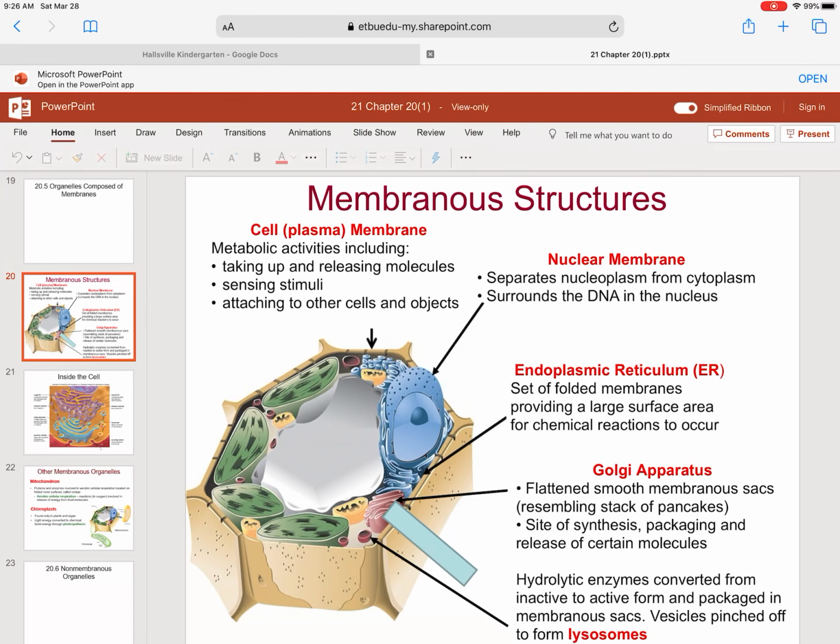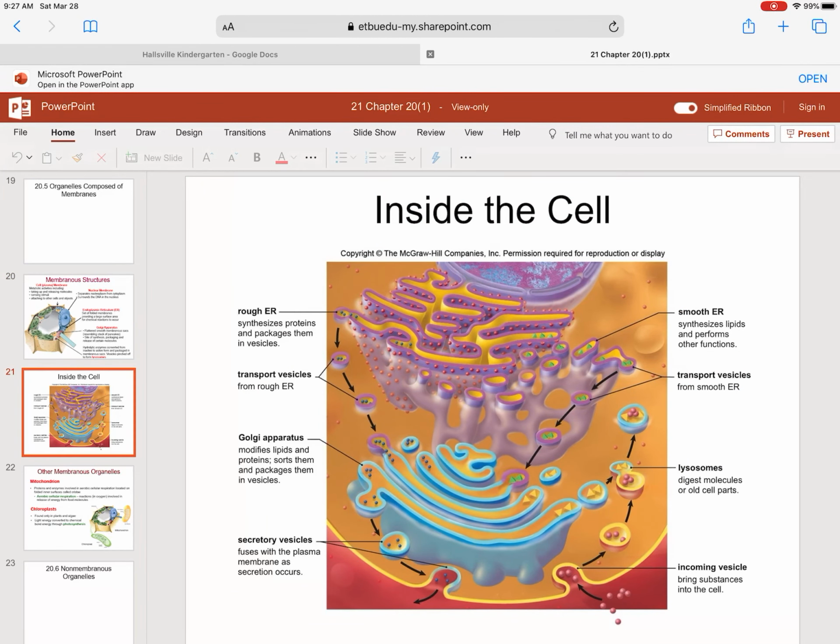So lysosomes are going to be these vesicles, these little pinky things right here. They look like bowls or cups. But they're hydrolytic enzymes converted from inactive to active form and packaged into membranous sacs, so lysosomes. And you can just see them right here. Okay, so you need to be able to label the cell membrane, nuclear membrane, and the lysosomes. Okay, so now inside the cell, you're going to see here we have lysosomes, the incoming vesicles, secretory vesicles, the Golgi apparatus, rough ER. You don't need to worry about any of these on this slide.